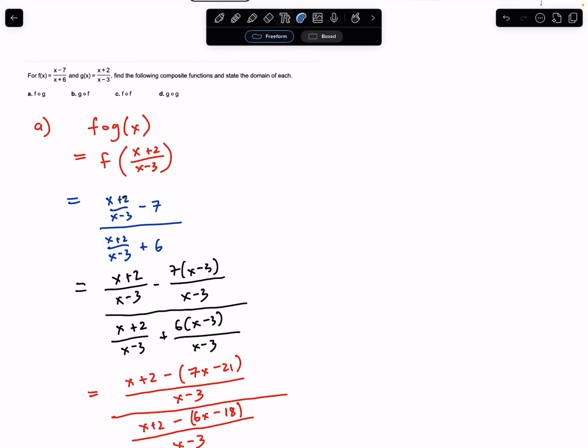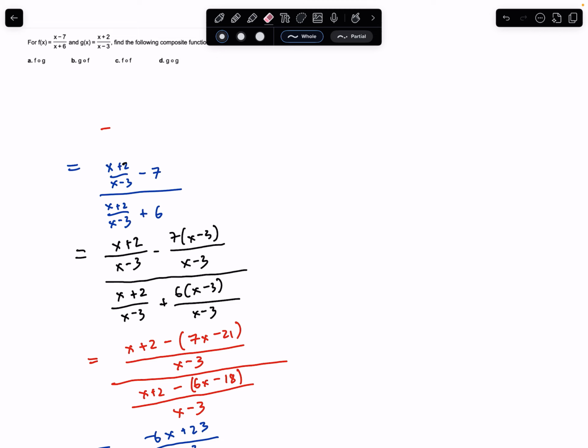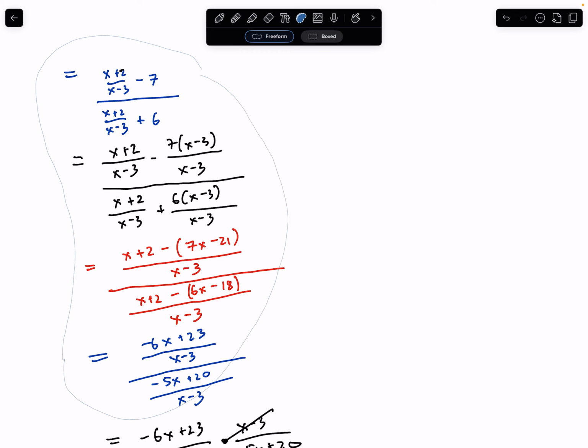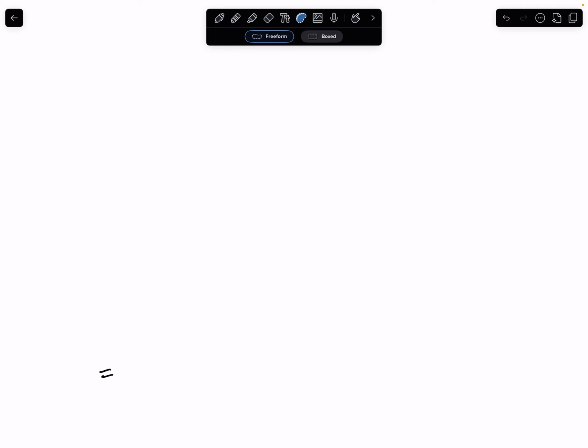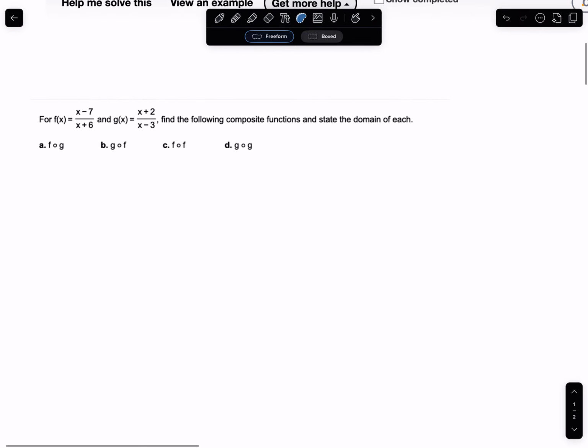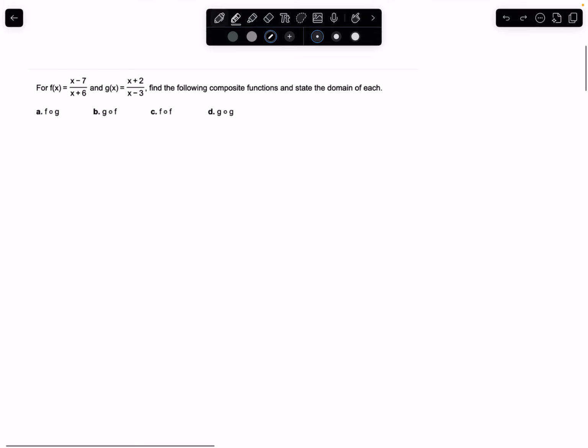Actually, I'm just going to erase all this and then start again for the next portion. Okay, there we go. Okay, so next is g of f. Let's use a pencil this time. Oh, actually, no. Let's stick to the pens, because that didn't look good.